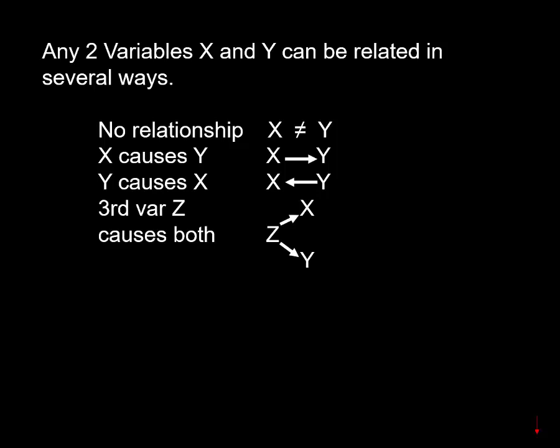So first, and always the most likely one, here let me turn on my laser pointer, there we go. Always the most likely one, if we don't know anything about these two variables, is this one, that they have no relationship to each other. Now I've just used the not equals symbol here to stand in for that, but it means X has nothing to do with Y. They are not related, they're not the same thing.